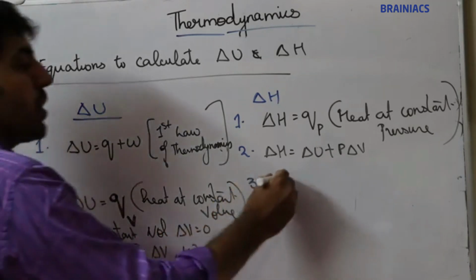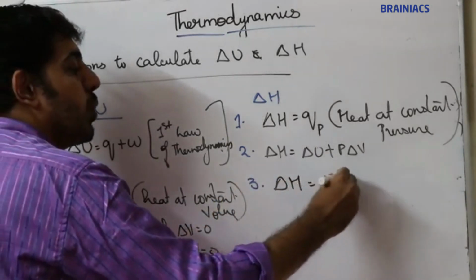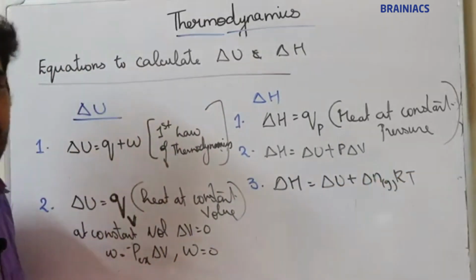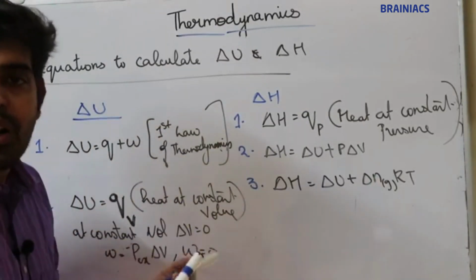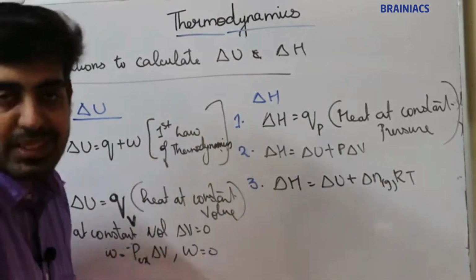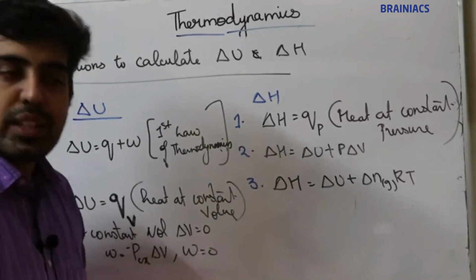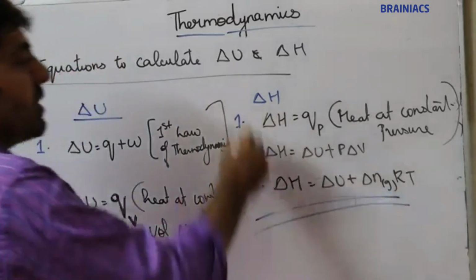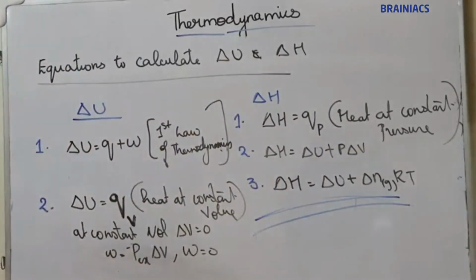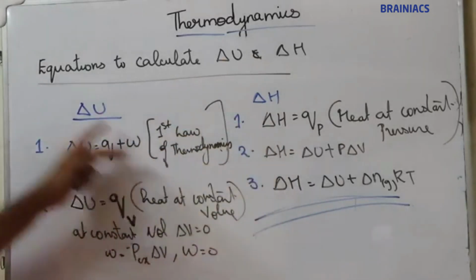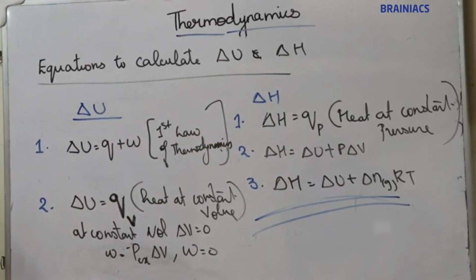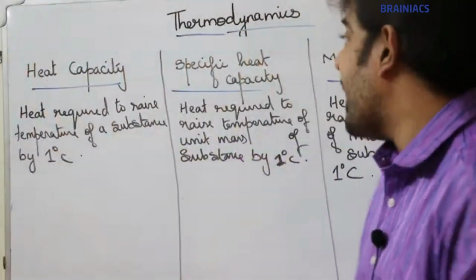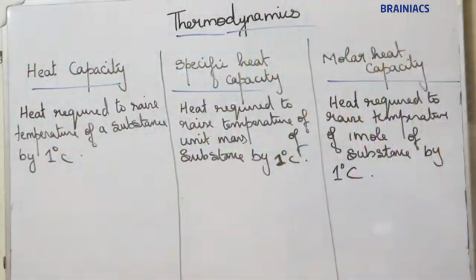We discussed this equation when we discussed the relationship between delta H and delta U. Now the last equation, delta H is equal to delta U plus delta n RT, and this equation is used when the reactants or products, or both, are gases. This equation is used only for gases. So these are the 3 equations to calculate delta H, and these are the 2 equations to calculate delta U. I think it's clear. Moving on to the next topic, heat capacity, specific heat capacity and molar heat capacity.